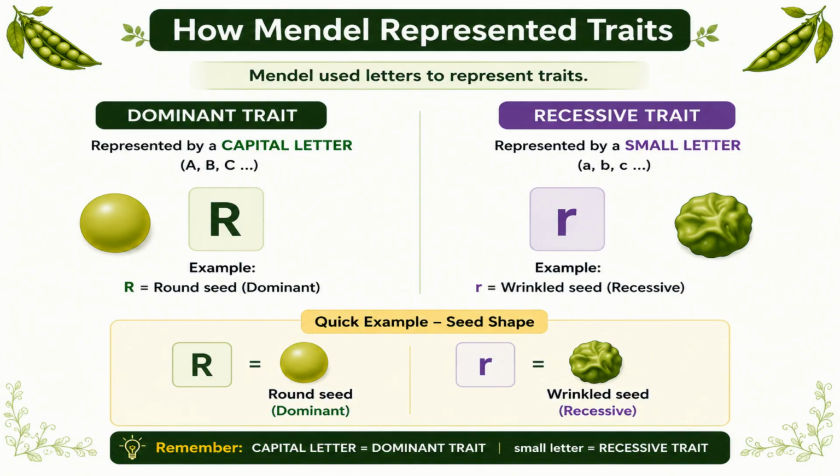This means capital letter equals dominant trait, small letter equals recessive trait. Now, look at the example shown on the slide. Capital R represents round seed, which is dominant. Small r represents wrinkled seed, which is recessive. Mendel used this method to make genetic crosses simple and easy to understand. So, students, always remember this golden rule in genetics. Capital letter for dominant trait, small letter for recessive trait.